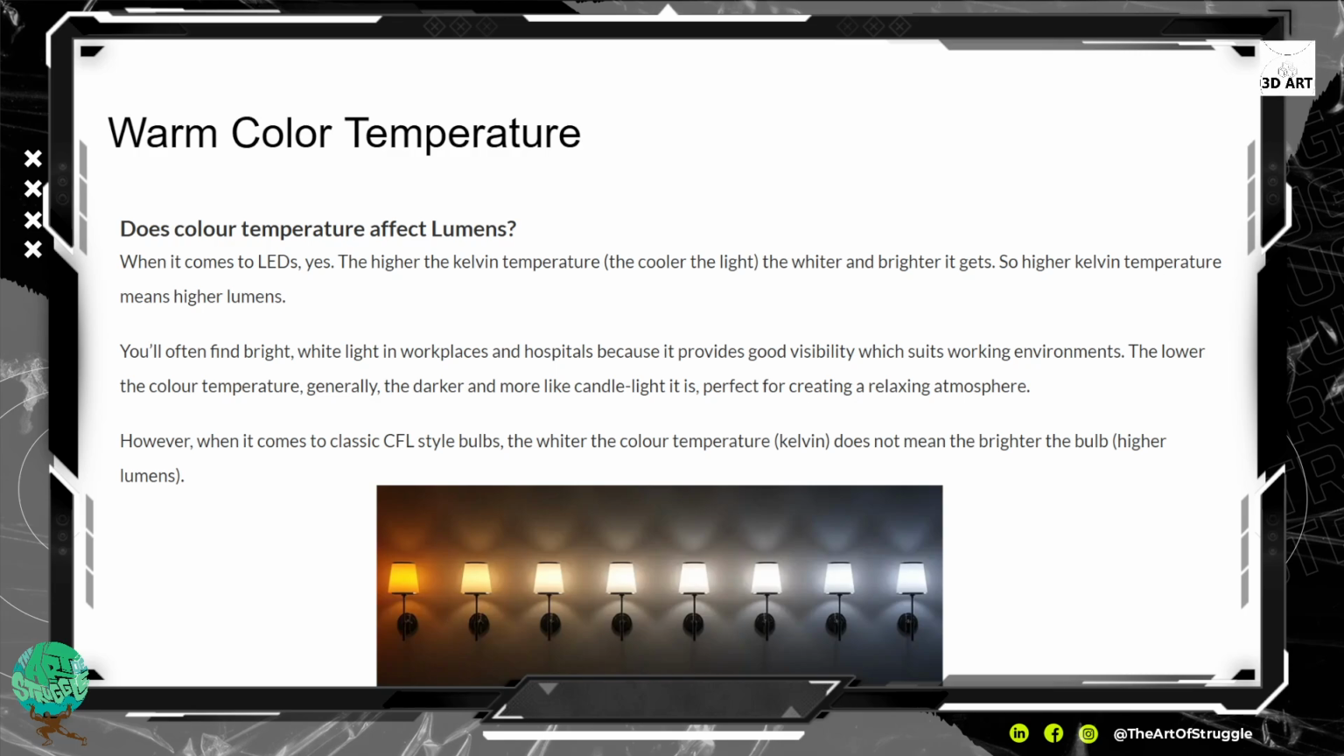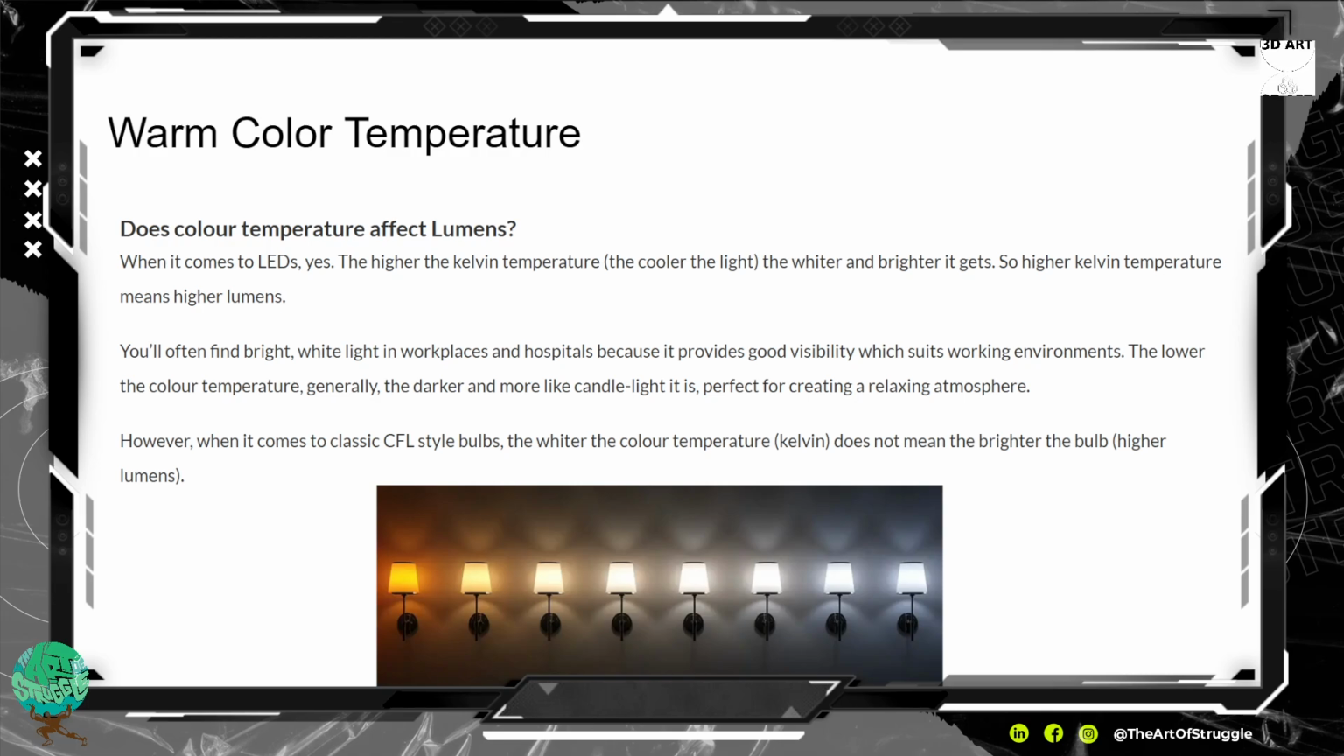So higher Kelvin temperatures means higher lumens, right? And if you're using Unreal Engine, they've switched their conversion from Kelvin to lumens, right? There's a whole thing about lumens now in Unreal, and that's how they calculate their lighting. So you'll often find bright white light in workplaces and hospitals because it provides good visibility, which suits working environments.